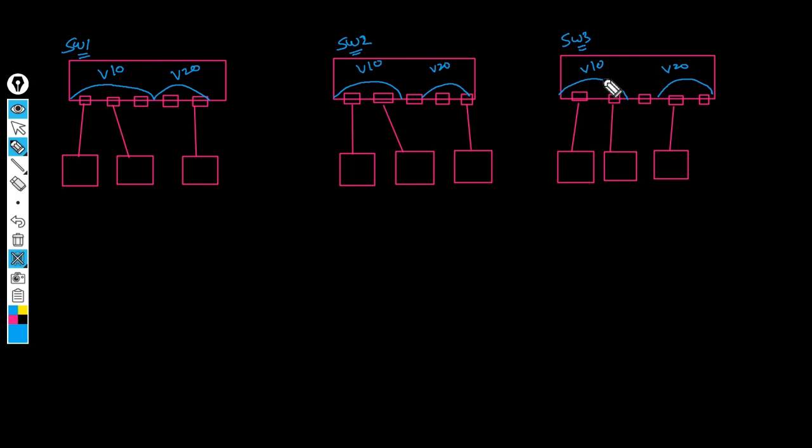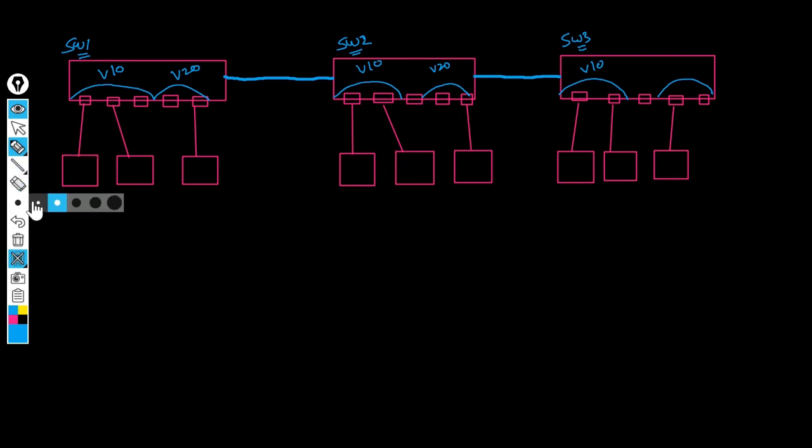Now the point is, right now let's say they are independent switches, but think about operating in a single organization. Definitely you will connect all the switches together, and you have the requirement of communications as well. So normally, we will connect our trunk link from here to here, and from here to here.